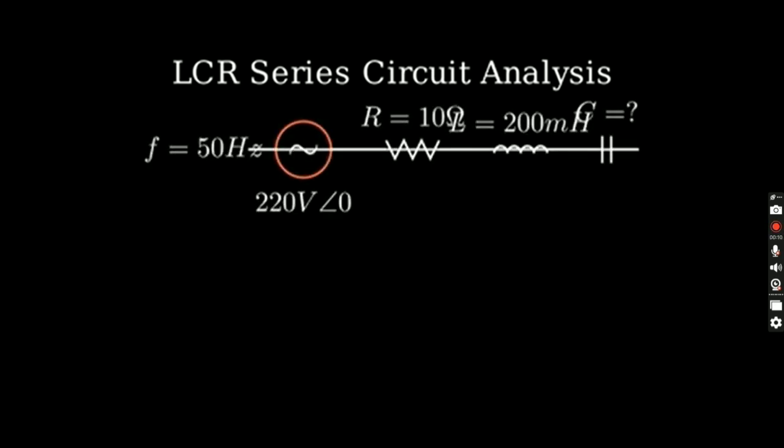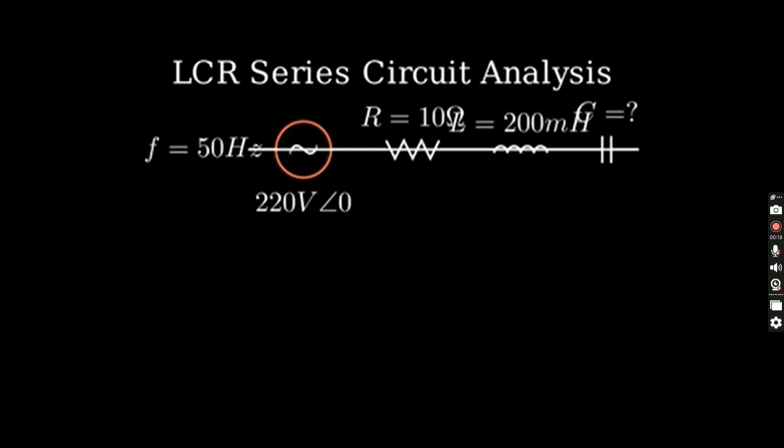Let's solve a problem involving an LCR series circuit. We need to find the capacitance value that gives us unity power factor, and then calculate the circuit's Q factor. Here's our circuit. We have a resistor of 10 ohms, an inductor of 200 millihenries, and a capacitor connected in series to a 220 volt, 50 Hz AC source.